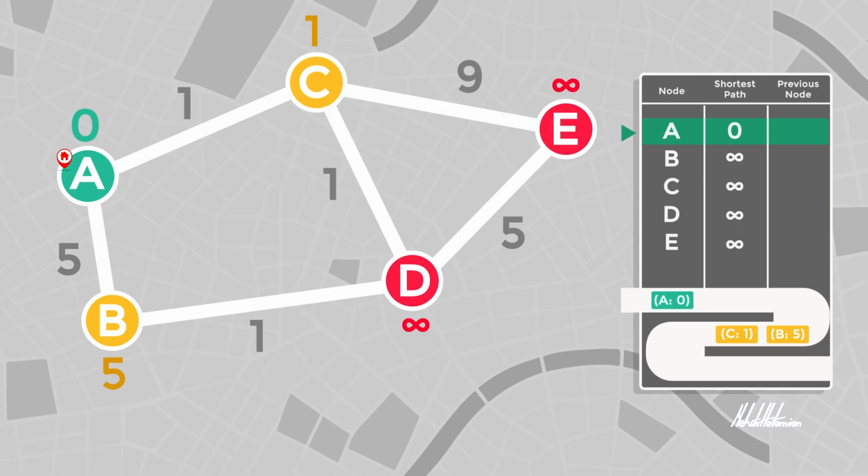Now we update the table. The cost to reach B becomes 5, and the cost to reach C becomes 1. These are the best costs we have found so far for those nodes. To build some intuition for the table, think of it this way for this row.